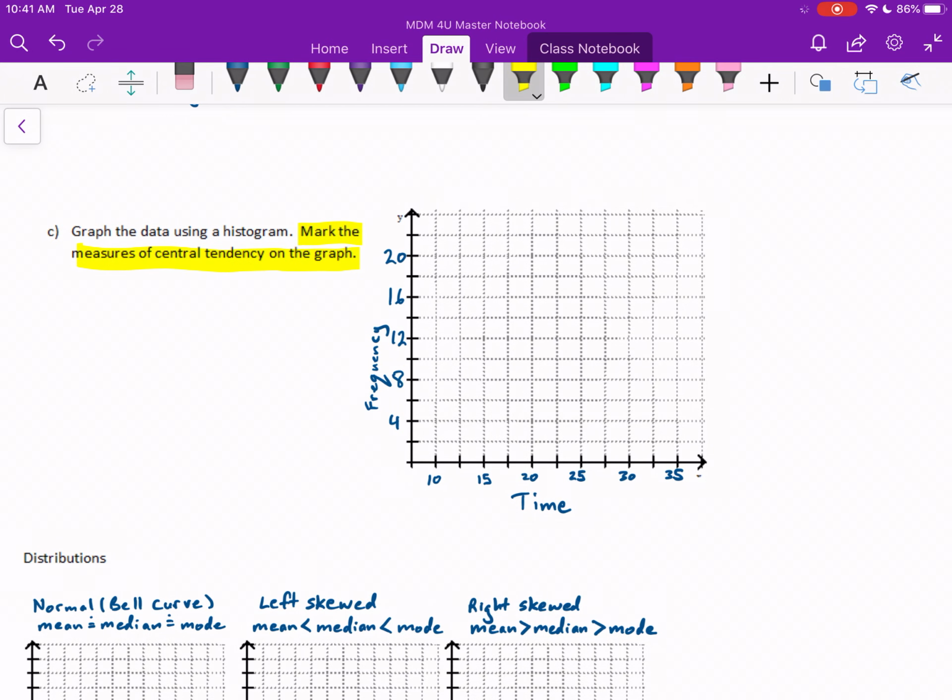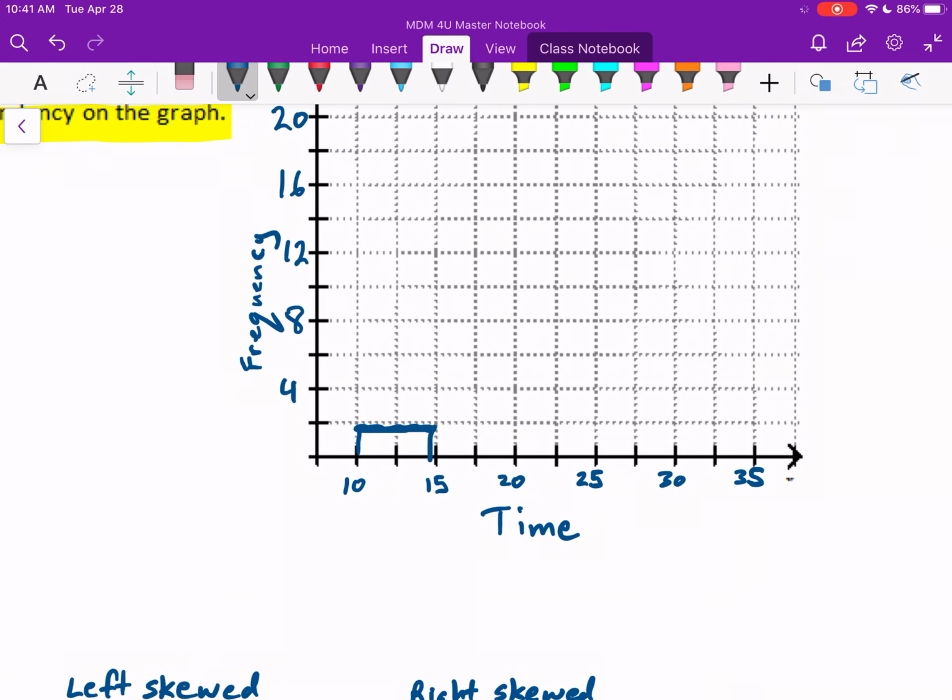Between 10 and 15, we saw that there were 2 pieces of data. Remember, I make a bar. And as far as the bar goes, it goes up to the frequency. So 2 was the first one. And then the next one, there were 20 between 15 and 20 minutes. So my bar goes up there.